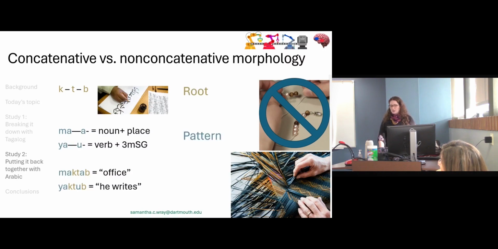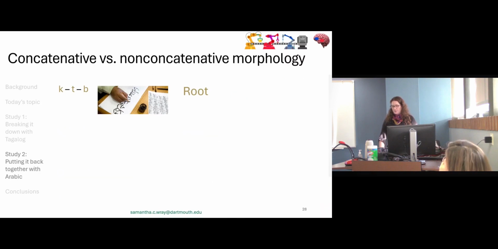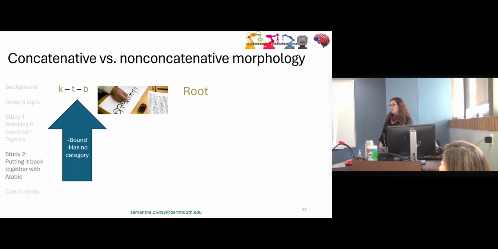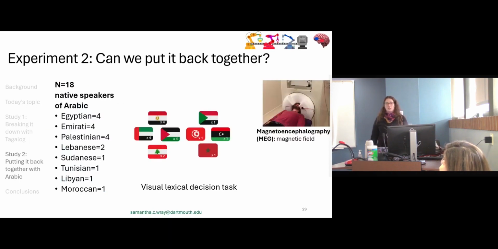But neither the root nor the pattern, the former which contributes the semantic information, the latter which does some syntactical fine-tuning, can stand on their own. They have to be in a word, okay? So in contrast with words like idea, napkin, sad, or sadness, KTB is a bound morpheme. It can't stand on its own, and it has no category to check.